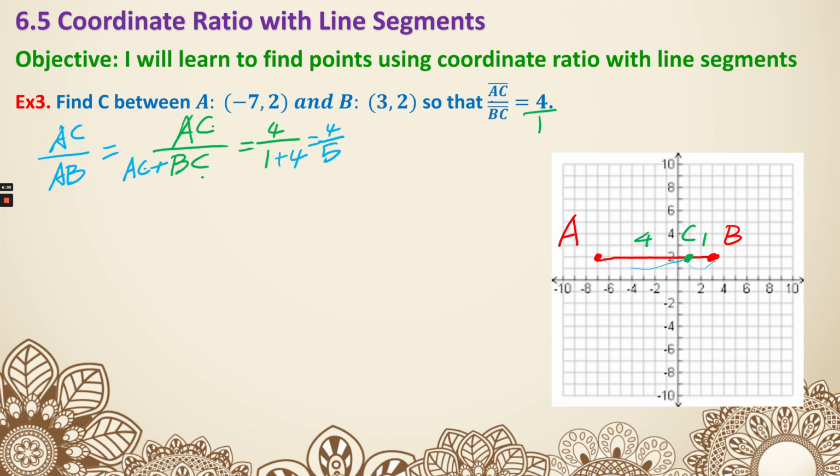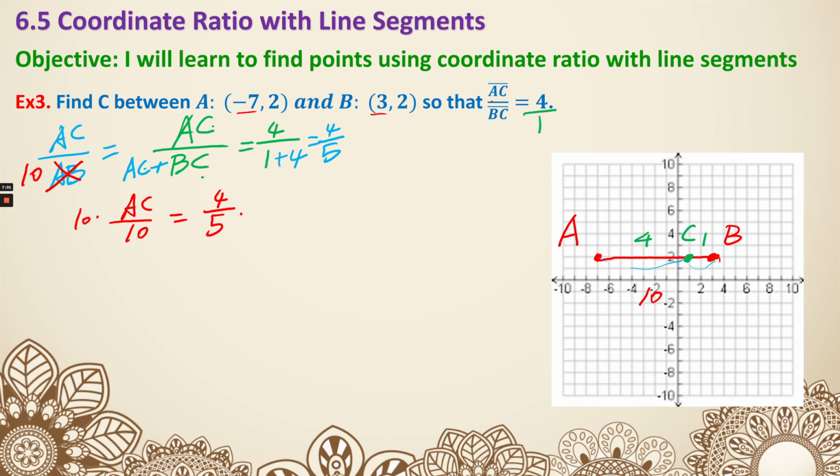The reason I have to use AB is because now if you look at it, A is (-7, 2), B is (3, 2). I know exactly how long AB is. It is 10 units apart from each other. So I can now replace AB with a 10. So you have this equation. Let me rewrite it. AC over 10 is 4 over 5. There we go. Now I can actually easily solve AC.